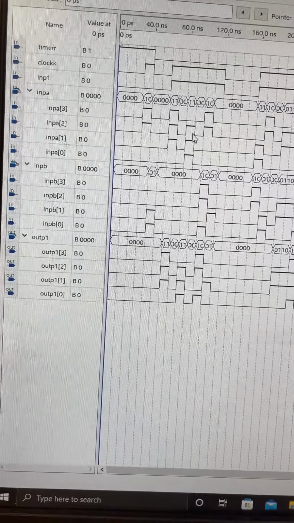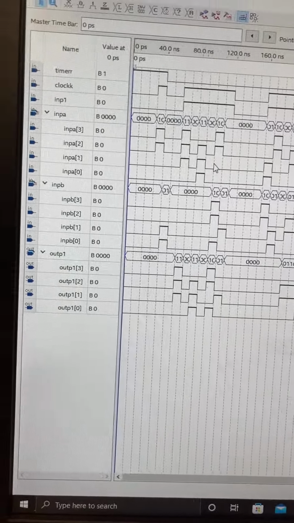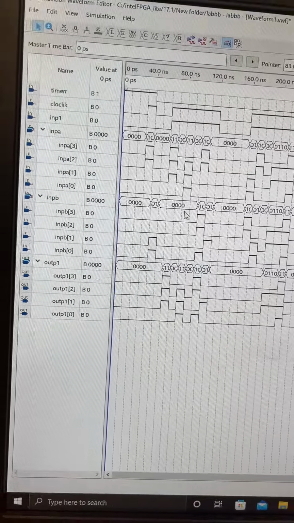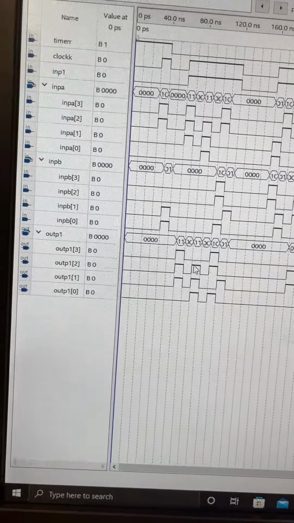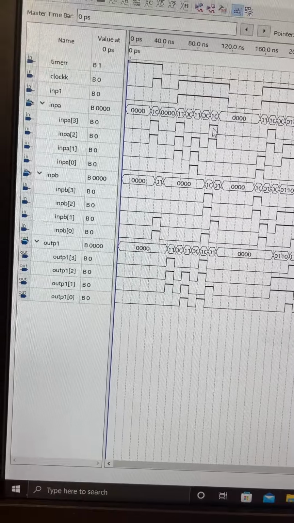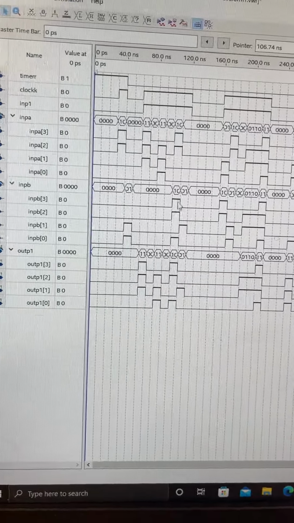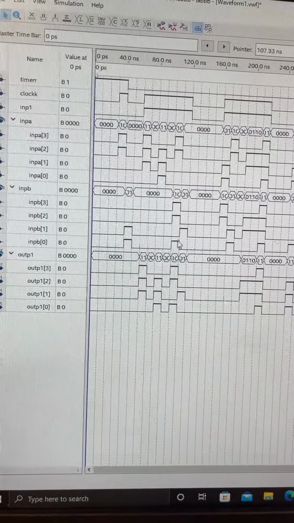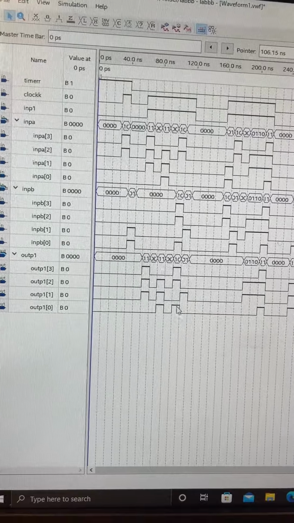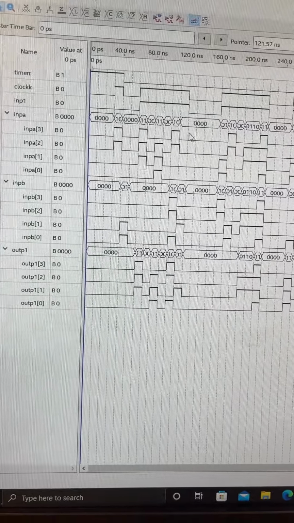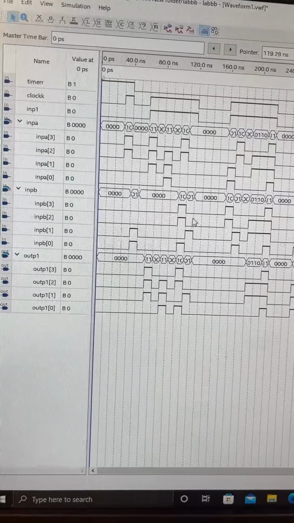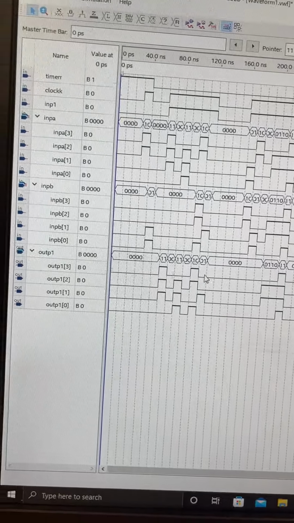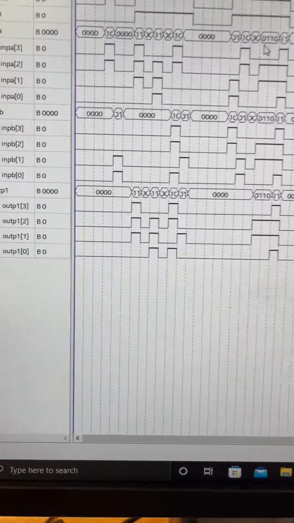When I have 0, 1, 1, 1 as the input for input A, and then all zeros for input B, the output will be 0, 1, 1, 1. 1, 1, 0, 0 for input A and 1, 1, 0, 1 will give me 1, 1, 0, 1, and then a 0, 0, 0 input and a 0, 0, 1 input for input B will give me a 0, 0, 1, 0 output.